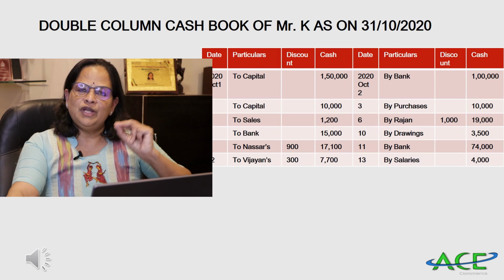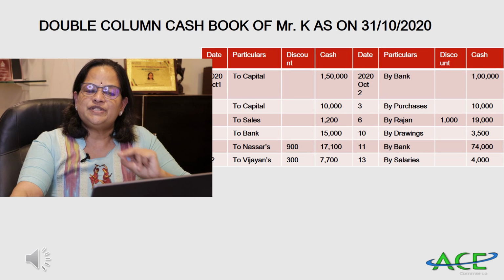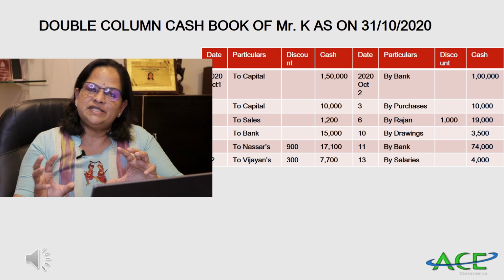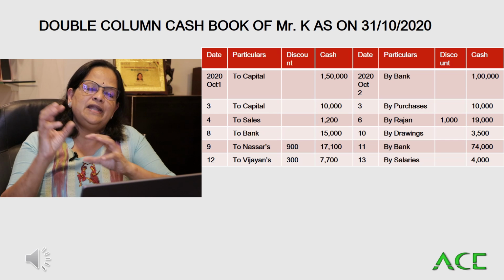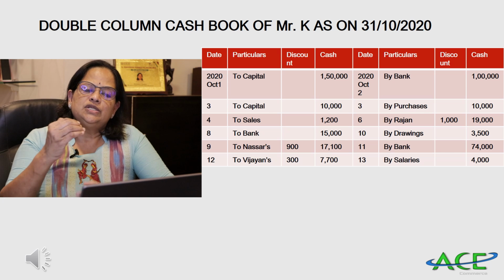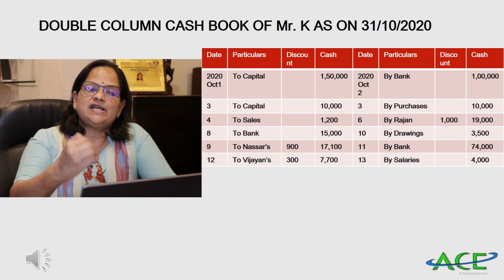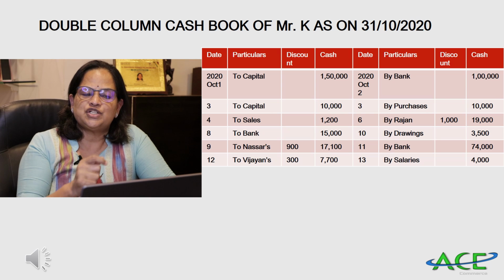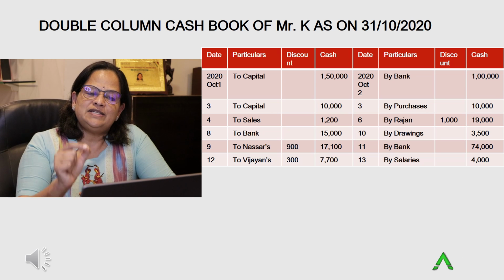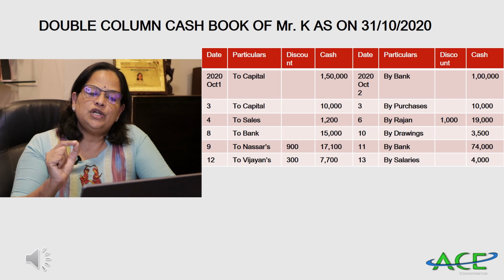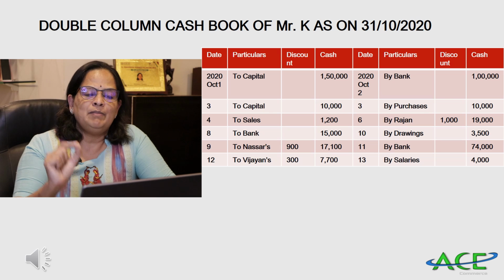Now, we are doing the problem double column cash book of Mr. K as on 31/10/2020. So, date column is there, particulars, discount and cash. The format is same, only thing is that debit side and credit side amount column is divided into two, cash and discount. So, the first transaction is he is bringing capital, to capital 1,50,000. We are writing in the cash column. Only discount values we will write in the discount column. And always remember that discount column is not balanced, it's only totaled, whereas cash column we will balance it.